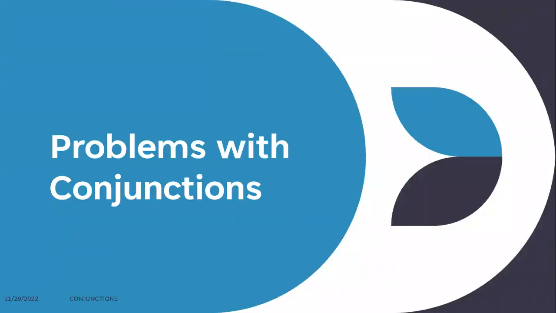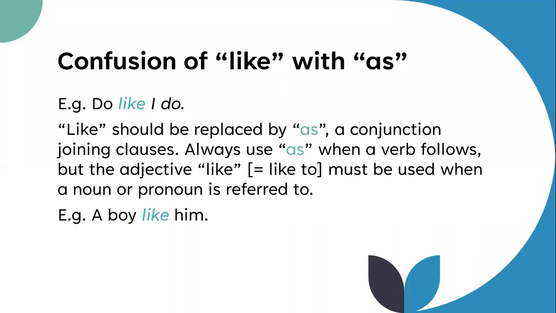So that being said, we move on to problems with conjunctions. Last week we did start on conjunctions. We finished adverbs as well. And we talked about the types of conjunctions: the coordinating, subordinating, correlative. So this week we will focus on the problems we face when writing with conjunctions.